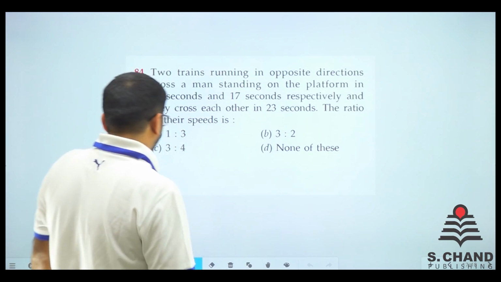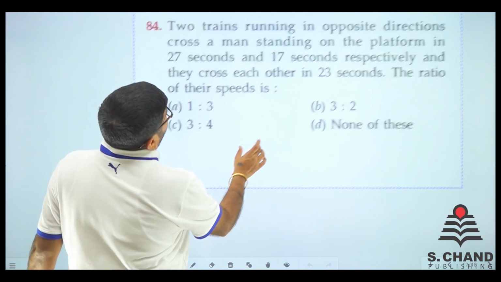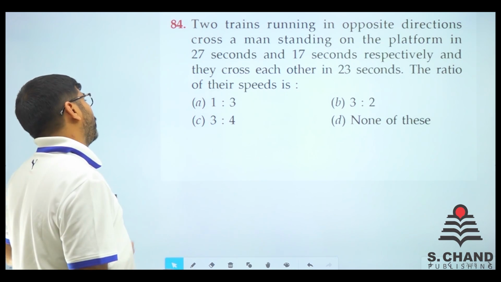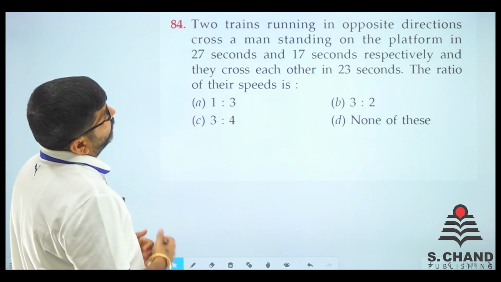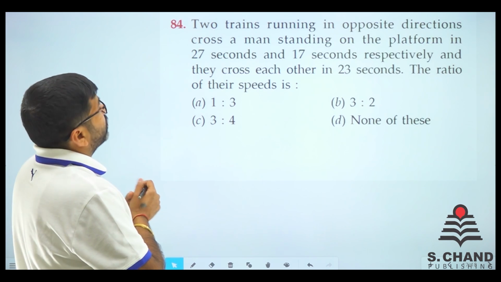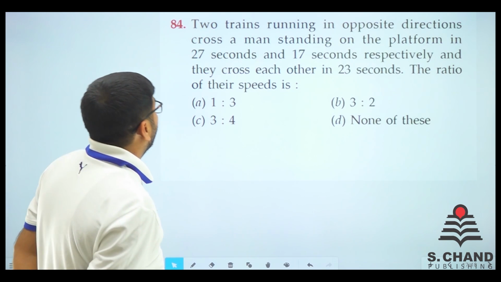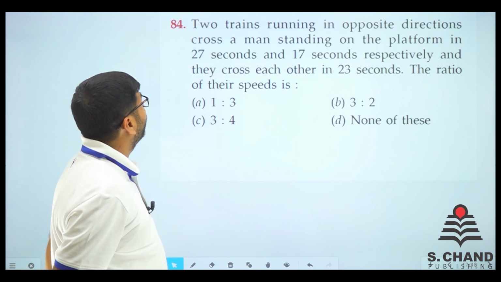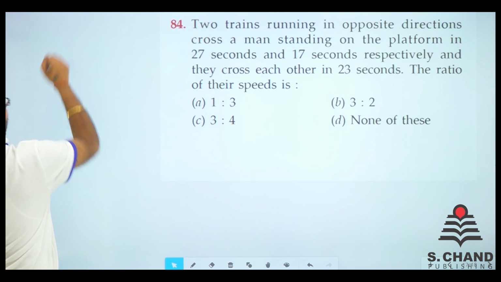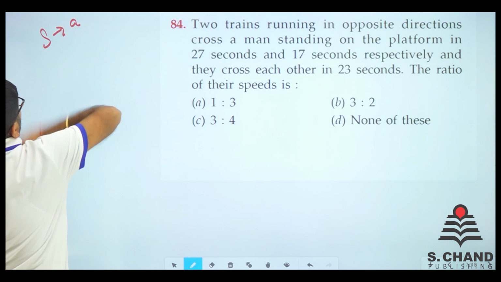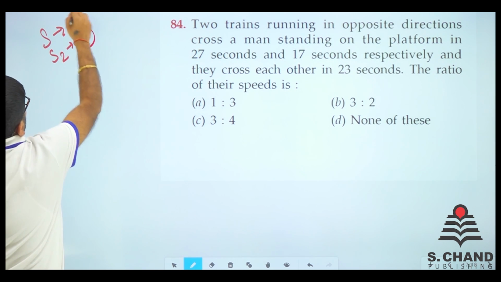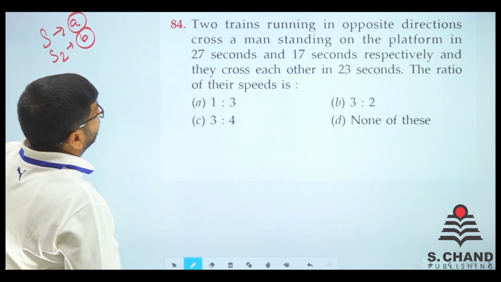We have question number 84 with us. Two trains running in the opposite direction cross a man standing on the platform in 27 and 17 seconds respectively, and they cross each other in 23 seconds. We want to know the ratio of their speeds, right? So speed of the first train, let's suppose it is A, and speed of the second train, let's suppose it is B. So we have speeds A and B.